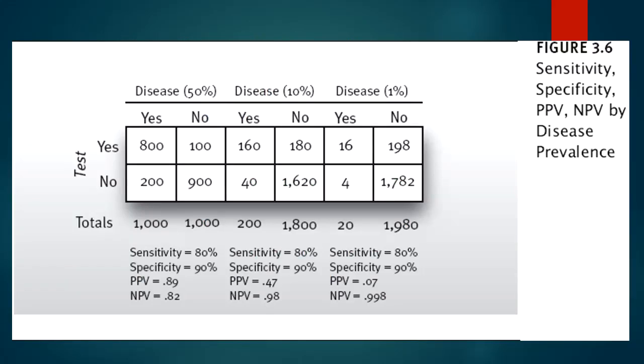We see that the same test is used across all three of these scenarios. It has a sensitivity of 80% and a specificity of 90%, which is pretty good. But we see that when the disease is very common, the positive predictive value is quite high, 0.89 or 89%, but it drops to just 7% when the disease is rare in the population. So if we have a very rare disease, an uncommon disease in the population we're looking at, even with a very good screening test, we're not likely to get very efficient results out of it.